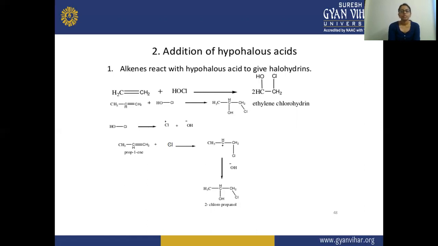So this HOCl breaks, meaning there is a fission in this reaction, and there is Cl positive plus OH negative. Okay, so here OH is more electronegative, so it will get the negative charge. So here propene, when reacting with the Cl positive, will react at the negative portion, and here the positive will get the OH negative.